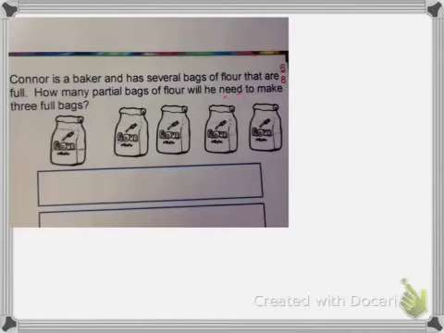Hello, this is Mrs. Russo, and I'm going to tell you how to model multi-step problems using fractions. So today we've introduced two different types of problems. We're going to progress as the next few school days go on.